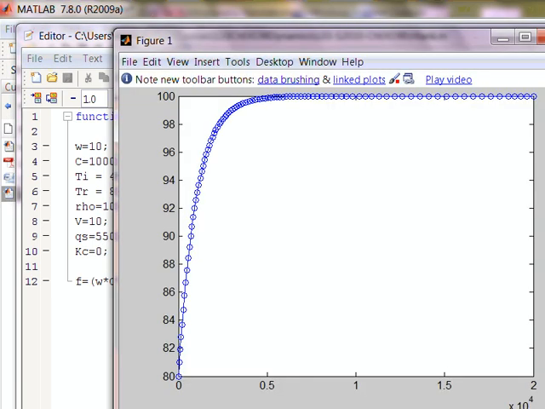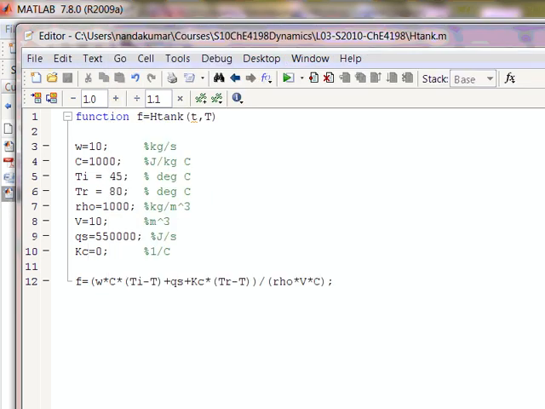Okay? So this gives you a very powerful tool for going back and changing this to anything that you want and plotting. Are we out of time? I'm sorry. Okay. So we'll continue exploring MATLAB in the next class as well.